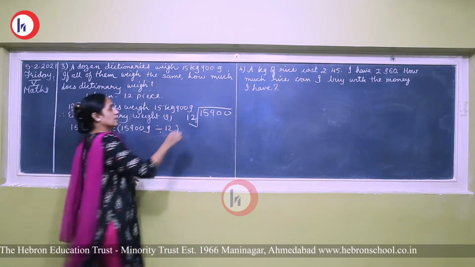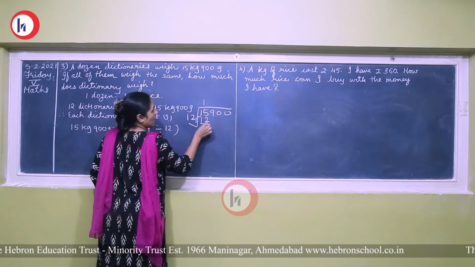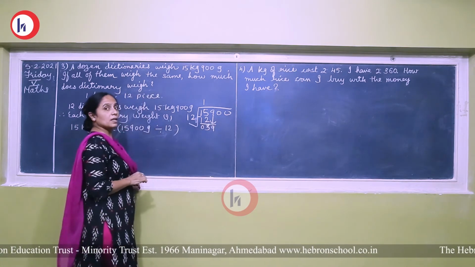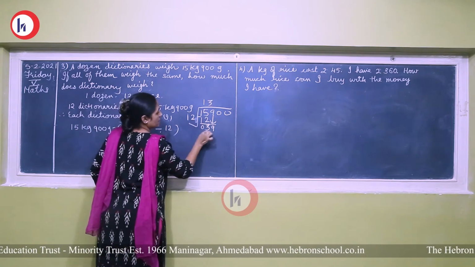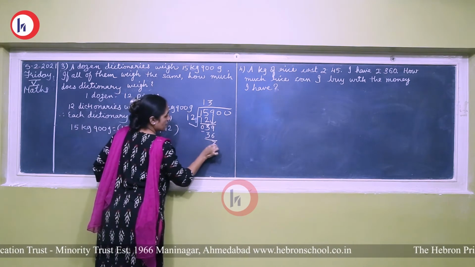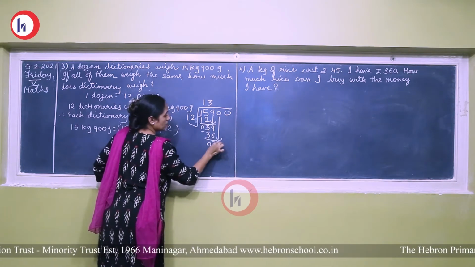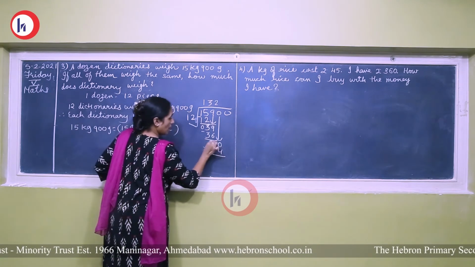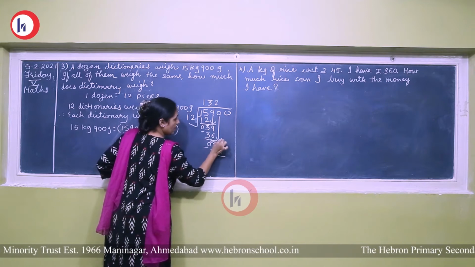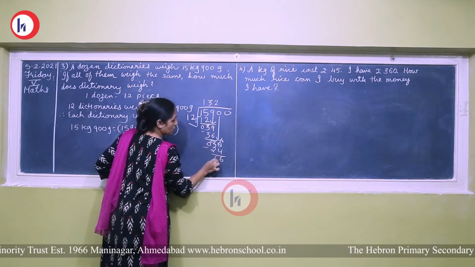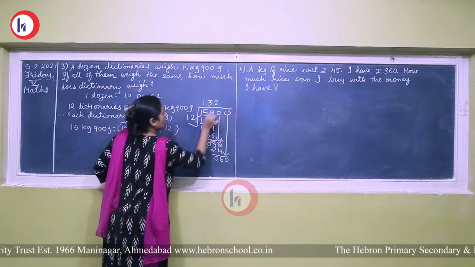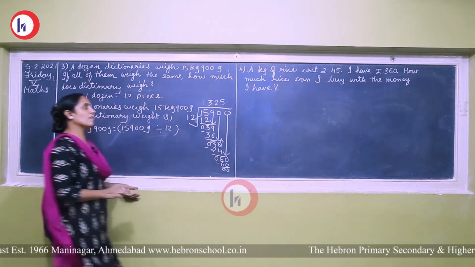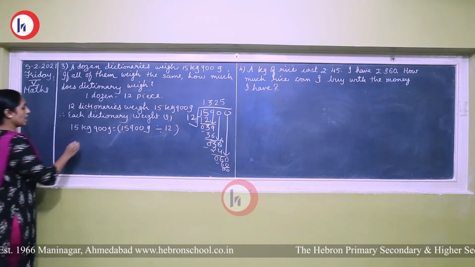First of all, 12 ones are 12. 5 minus 2, 3. Take 9 down. 12 twos are 24. 12 threes are 36. 9 minus 6, 3. Take 0 down. 12 twos are 24. Not possible, borrow from here. Here we will write 2 and here 10. 10 minus 4, 6, 2 minus 2, 0. Take 0 down. 12 fives are 60. So each dictionary weight is 1325 gram.